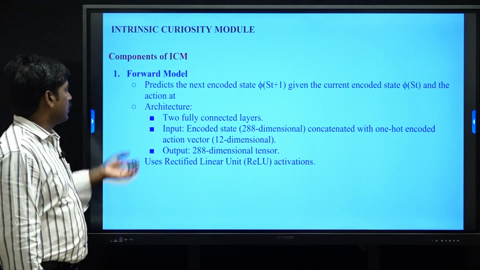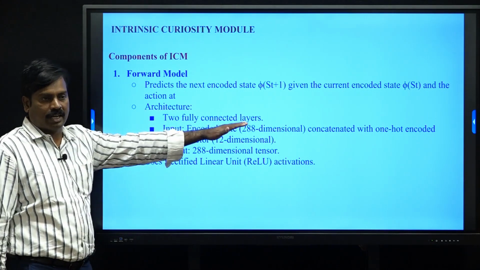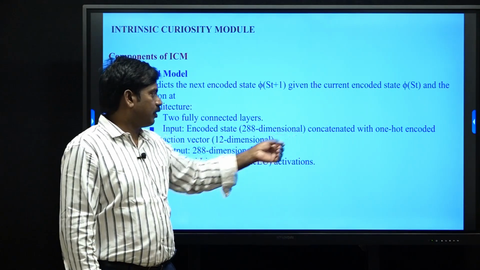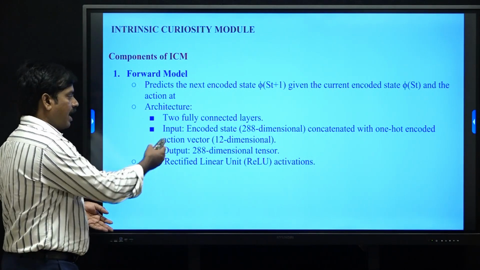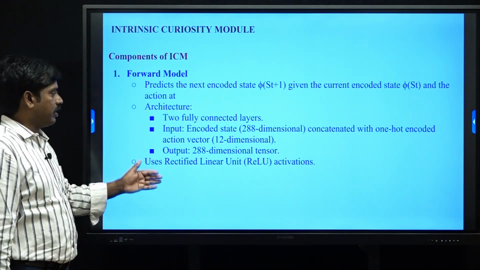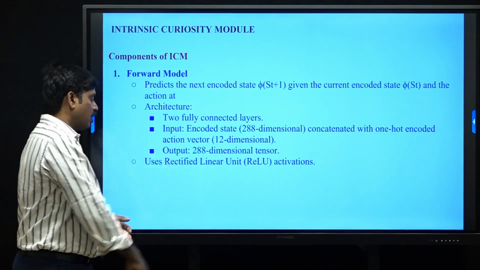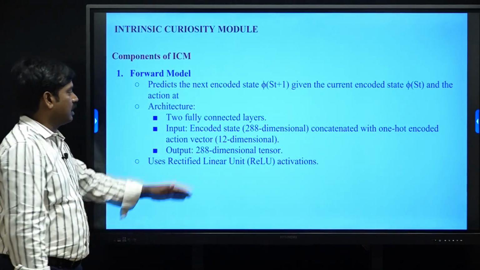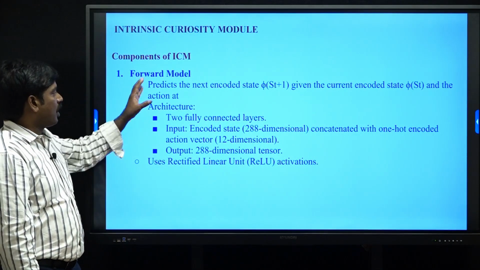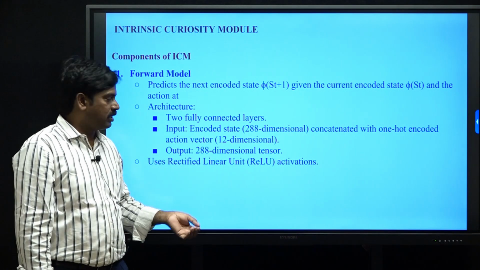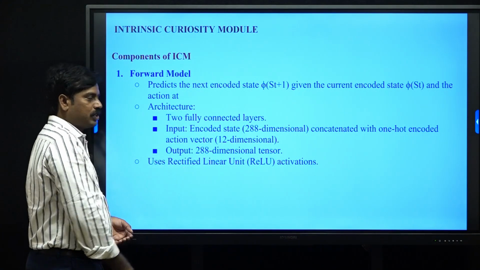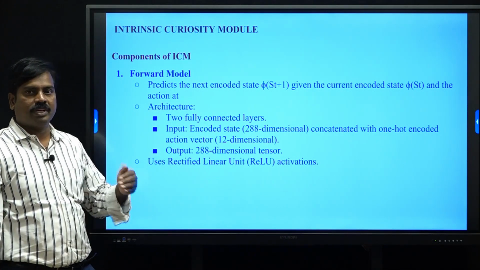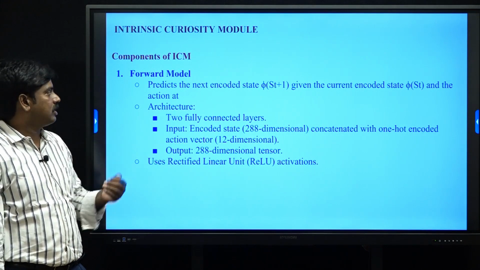This architecture contains two fully connected layers, and the input is the encoded state and the action. The encoded state is concatenated with the one hot encoded action. The output is the next state, a 2-dimensional tensor. We are using rectified linear unit activation functions in these 2 layers. So, this forward model implements 2 fully connected layers using ReLU activation functions. It predicts the next encoded state from the current encoded state and the action on that state.